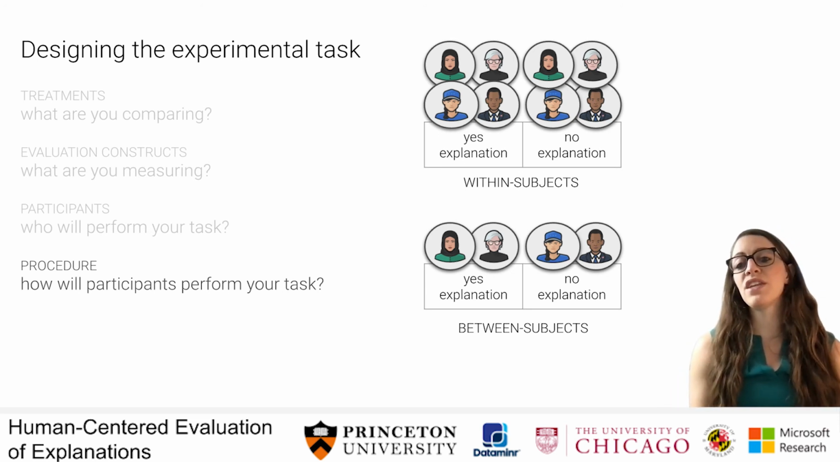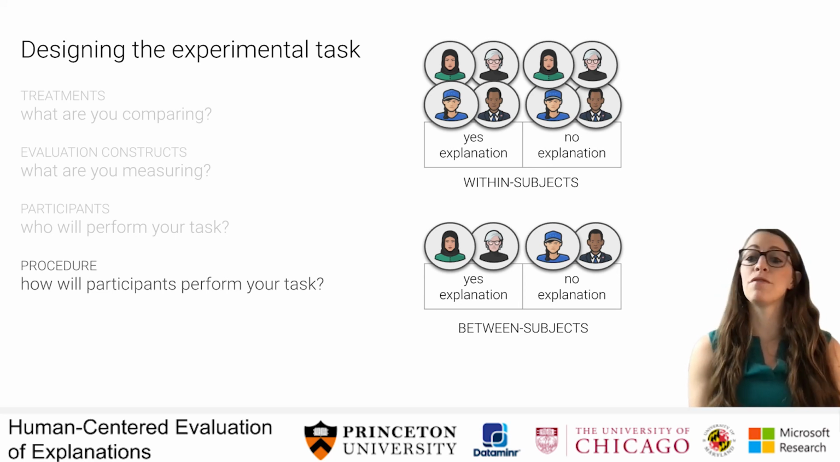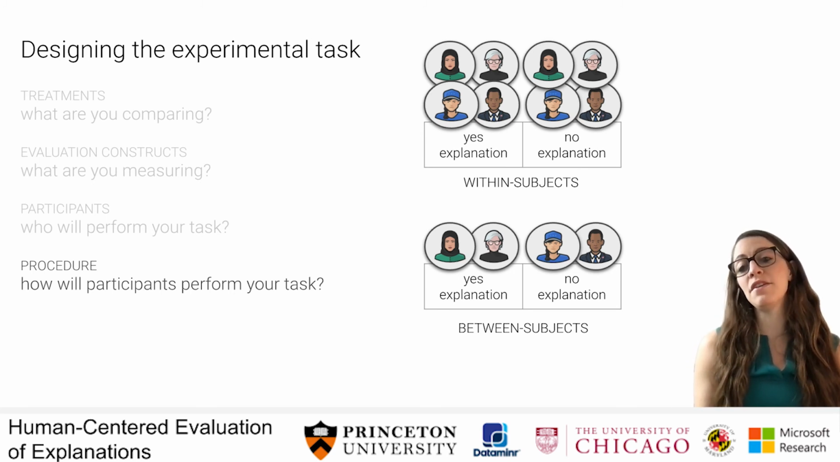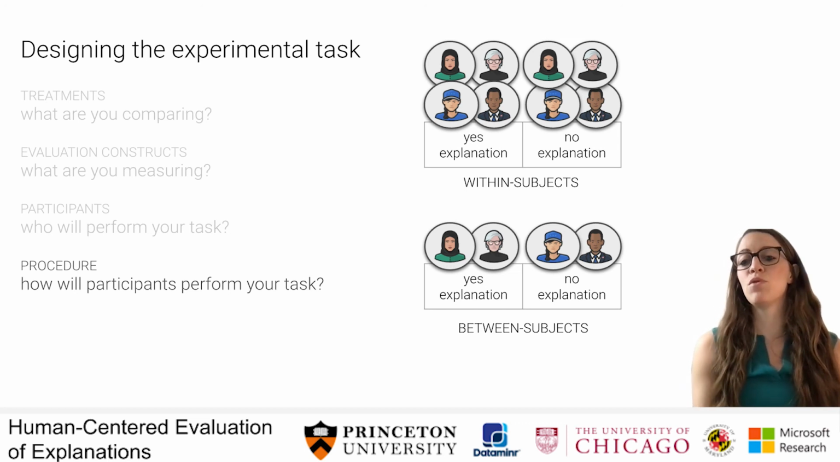So for example, in a within subjects design, you can imagine that participants who receive explanations in the first half of a study will gain a better understanding of the system, which would then affect their performance in the second half of the study, even without explanations. Between subjects overcomes these potential confounds, but requires more participants.